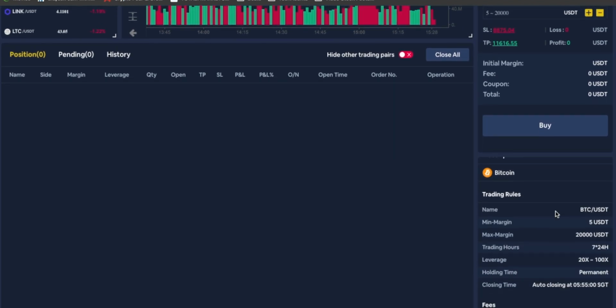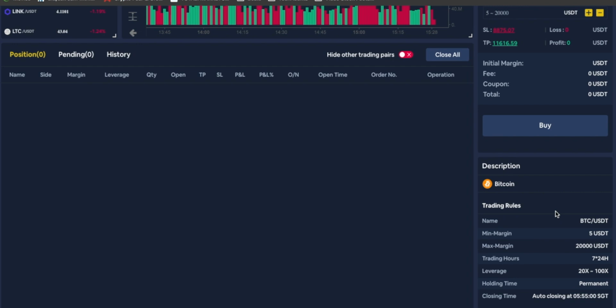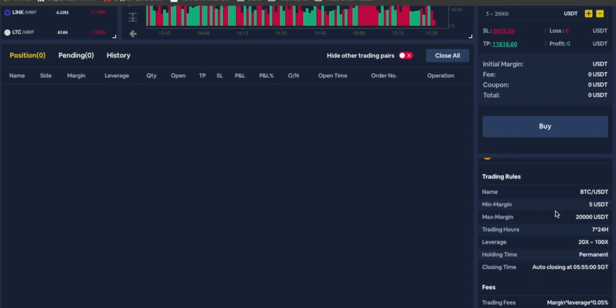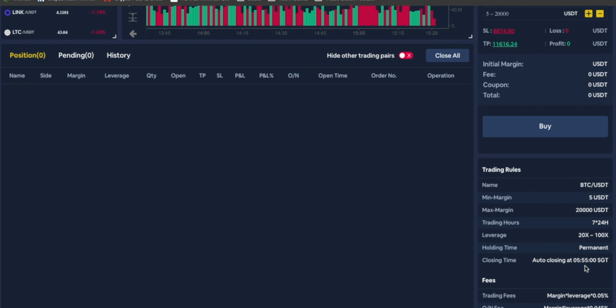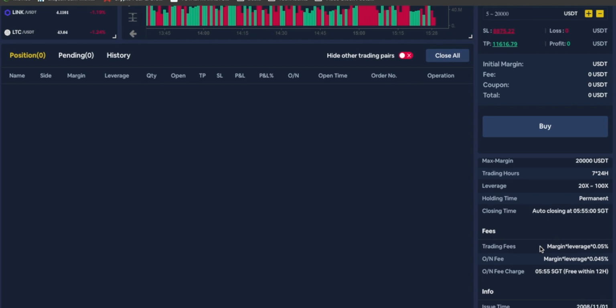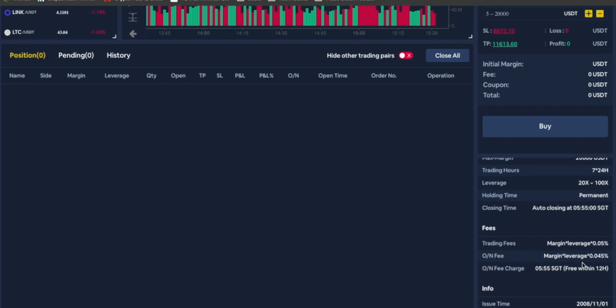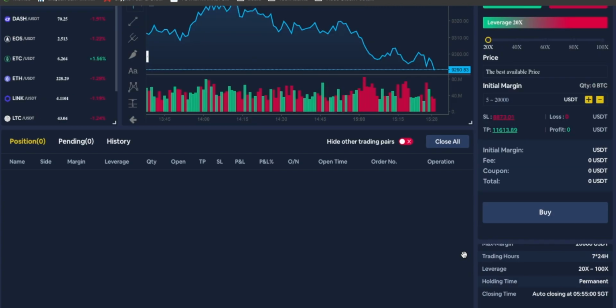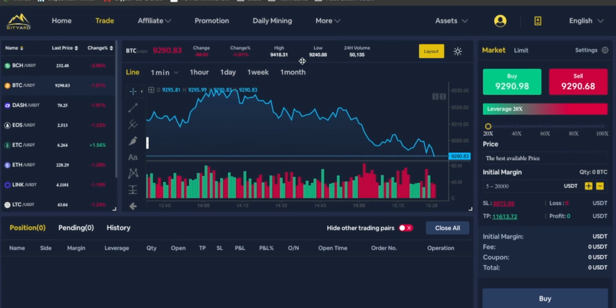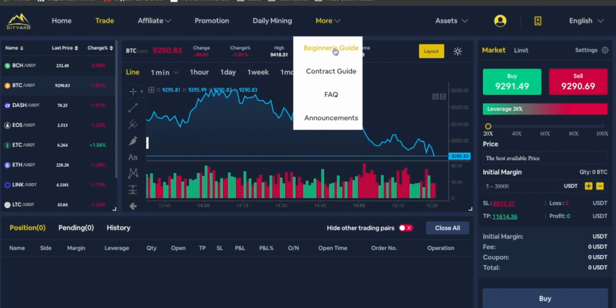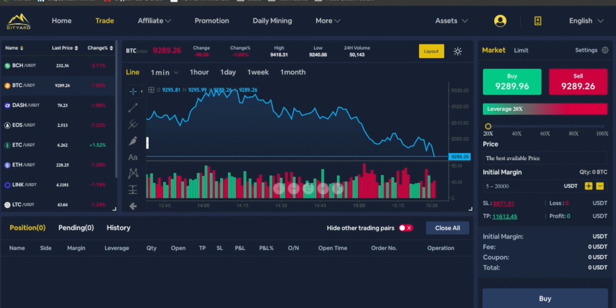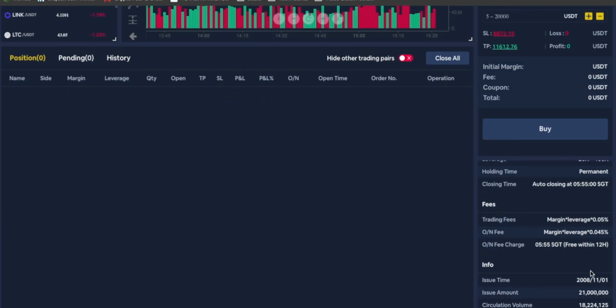Besides that, if you scroll down, there are other details that you can take a look at here. For example, the maximum margin is about 20,000 USD. The minimum margin is about 5 USD. The closing time is indicated right over there. The holding time is also indicated. In terms of the trading fees, these are the calculations. You can have a much more detailed understanding of how everything is calculated by looking at the beginner's guide, and there are rules and guides in terms of how these formulas are derived.